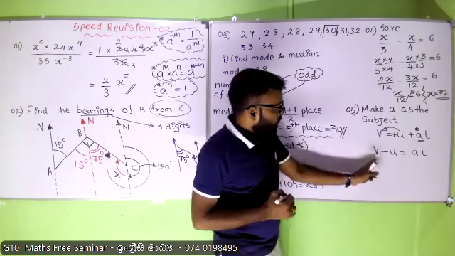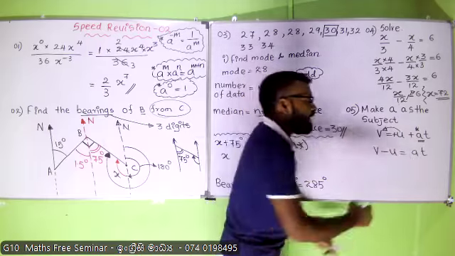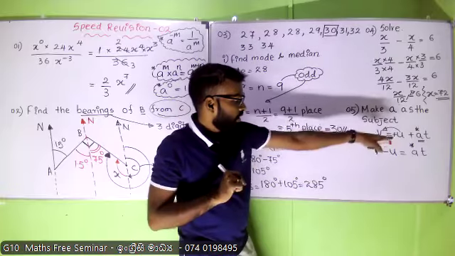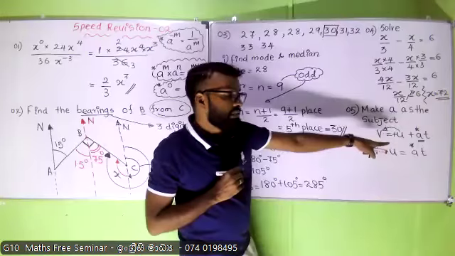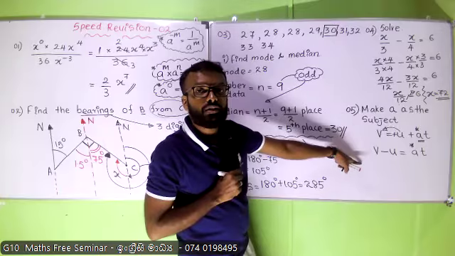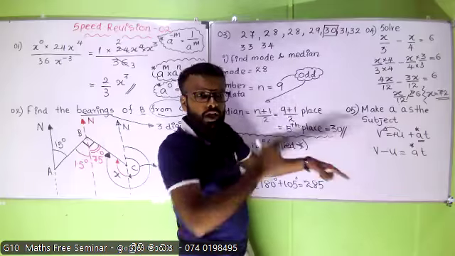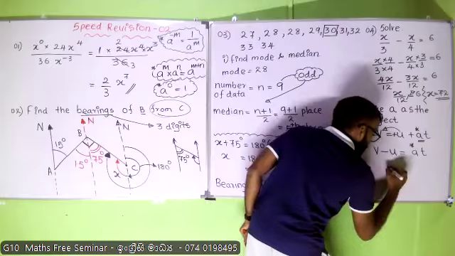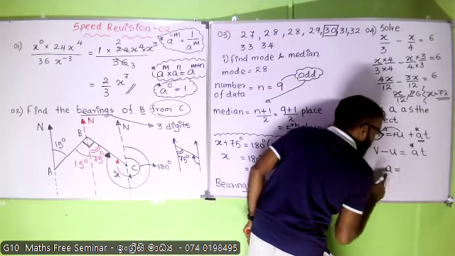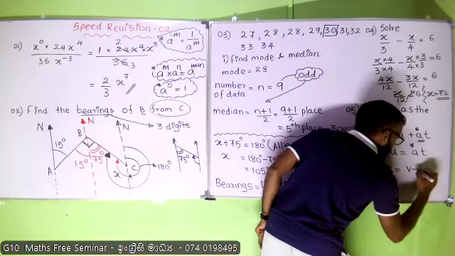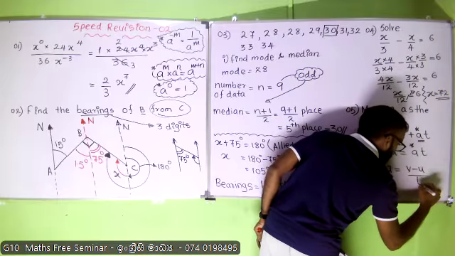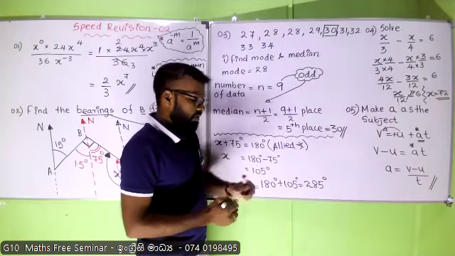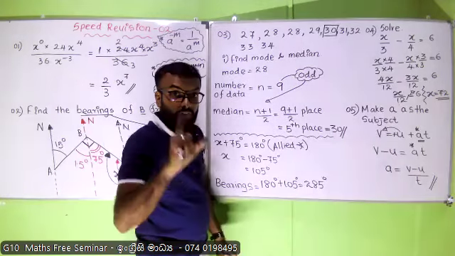Now you need to isolate a. What is the term that you are going to remove? t. t is in the numerator. Take it to the other side and it goes to the denominator. That means you divide both sides by t. So finally you can write the answer directly: a equals (v minus u) divided by t. Got it? Final answer.